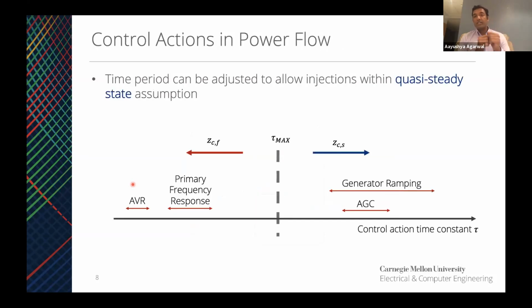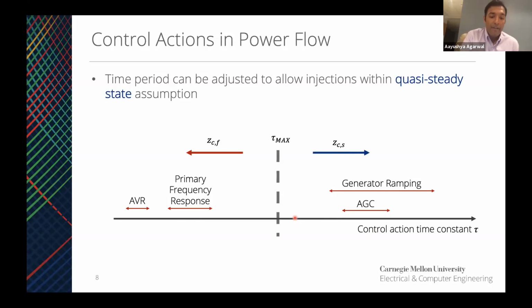So now the question is, how do I define slow and fast time constants? And how do I define which one is a slow control and a fast control? This definition is going to be user defined, with obviously some minimum bounds. So for example, we have this tau max, which I can define arbitrarily. Anything less than that, such as AVR and primary frequency response, I can consider as fast acting. So in my quasi-steady state assumption, I'll assume that they've reached their steady state immediately. Whereas anything slower, like generator ramping or AGC, I would consider as stationary according to our quasi-steady state assumption.